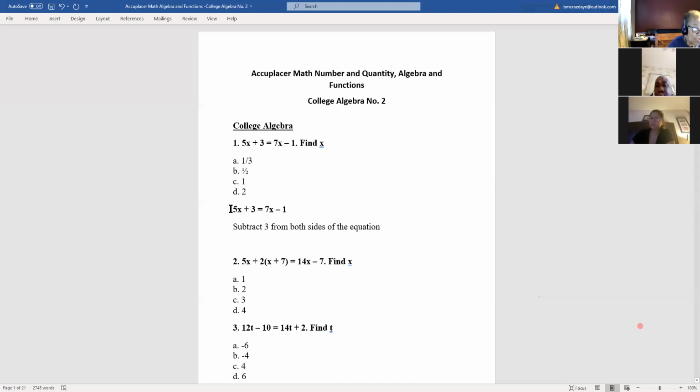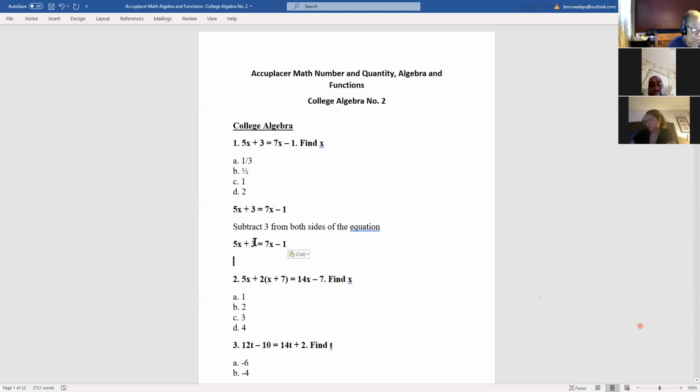Okay, so let's just put this here and subtract our 3. So you subtracted the 3. Let's do that. Minus 3. And I'm going to do it on the right side of the equation too. I did it on the left. I'm going to say both sides, the right and the left side. So minus 3.